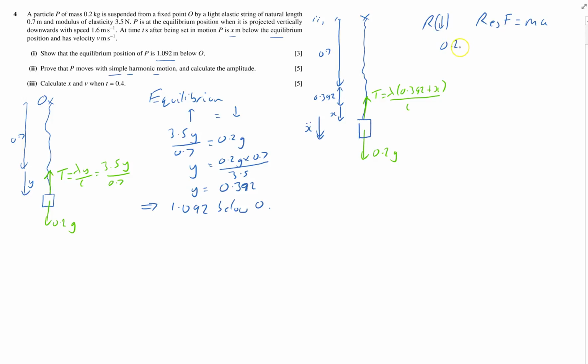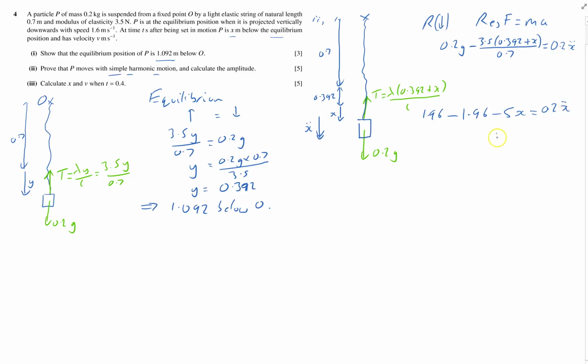So we're going straight down. What have I got? I've got the 0.2g, minus, because it goes up, this tension, lambda, which is 3.5, times 0.392 plus x, because that's the total extension, all over L, which was 0.7, and that equals the mass, which is 0.2, times the acceleration, x double dot. I'll bring it down here so I have a bit more space: 1.96 minus 3.5 times 0.392 divided by 0.7, which is minus 1.96. That's always going to happen. And then we've got minus 3.5 divided by 0.7, that's minus 5x, and that equals 0.2 x double dot.